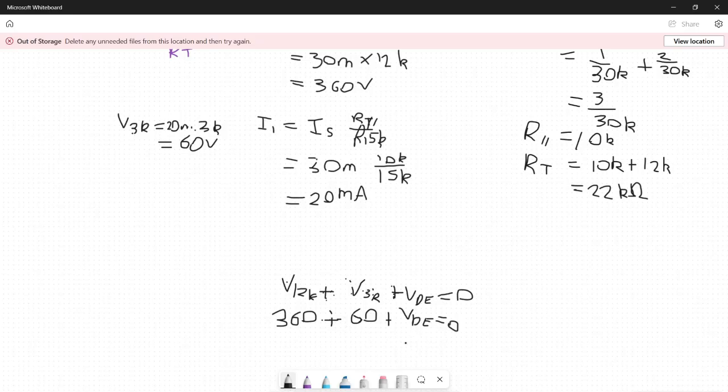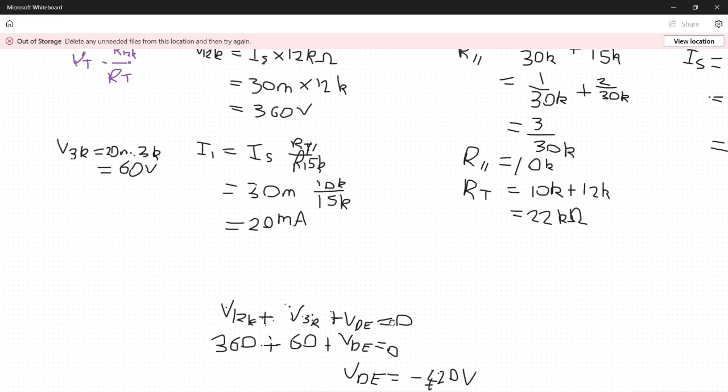So if we take VDE and we take all the rest to the other side, our total voltage is going to end up being negative 420 volts.